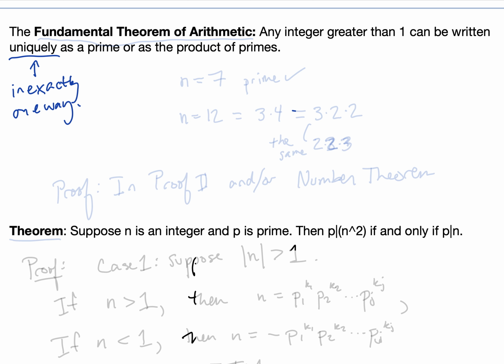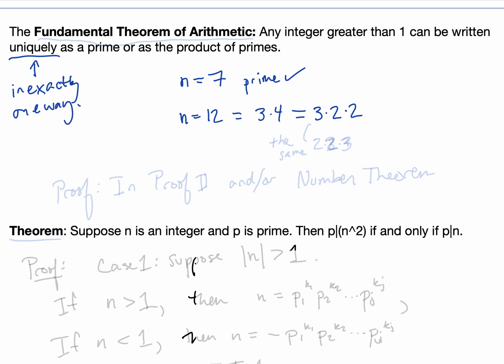So let's just see this for a few integers, any integer greater than 1. Let's think about, say, for example, n equals 7. Well, that is a prime, so it can be written uniquely as a prime number, whereas n equals 12. Well, 12 is 3 times 4. That's not yet a product of primes. 12 is 3 times 2 times 2. Okay, there we go. N equals 12 has been written uniquely as a product of primes.